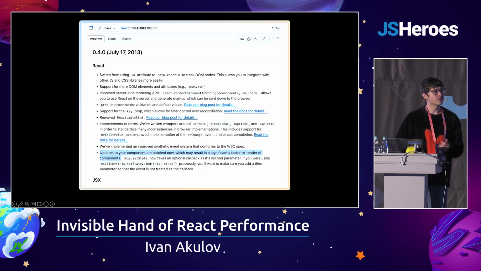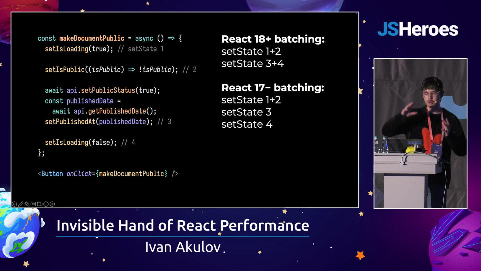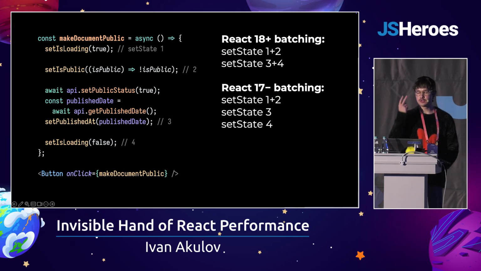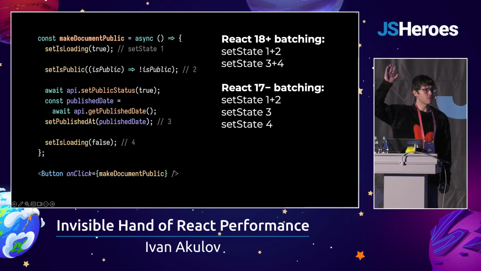Let's talk a bit about how batching works. So batching is when you have several setState calls, but they result in a single render. The newer versions of React, React 18 and React 19, have only 2 renders because setState calls 1 and 2 and 3 and 4 are batched together. But in React 17, only setState calls 1 and 2 are batched together.